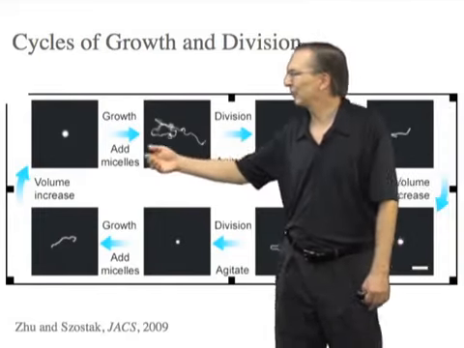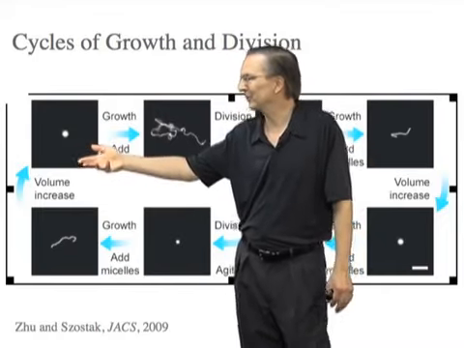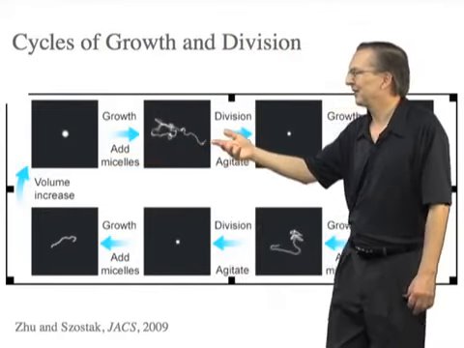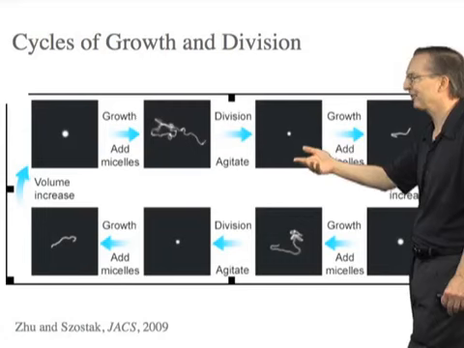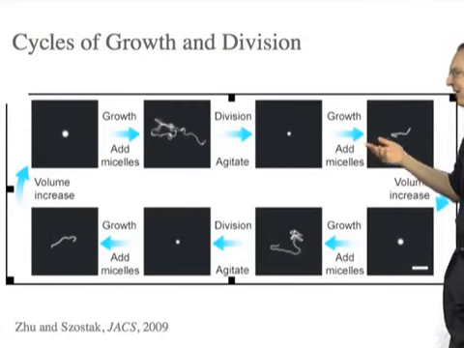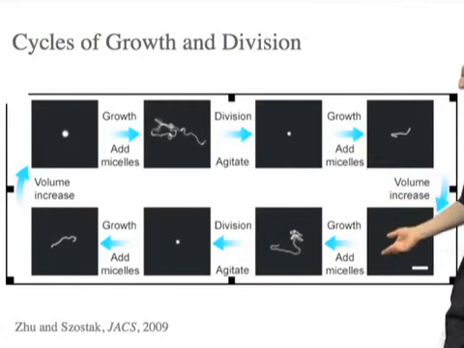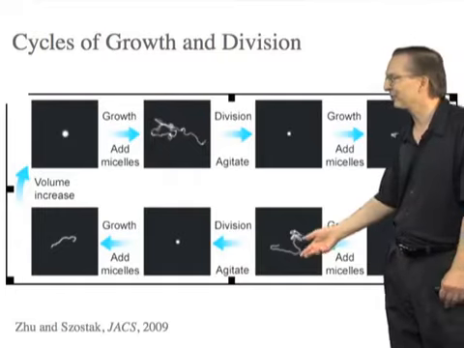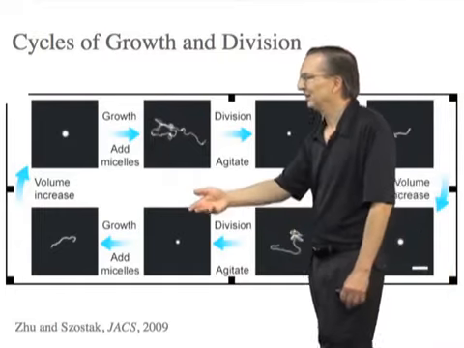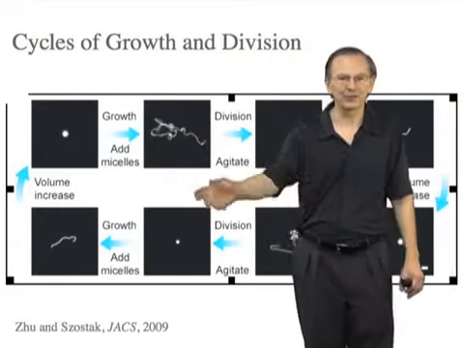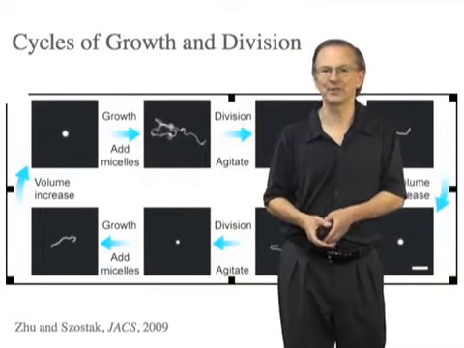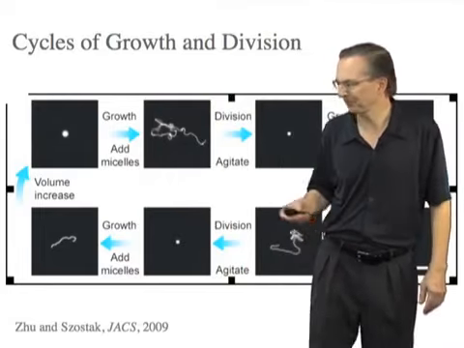Now, this process of growth followed by shear-induced division makes a cycle that can be iterated indefinitely. So you can start off with a spherical vesicle, grow it into a filament, divide it into spherical daughter vesicles, which can grow again. If they sit around, the volume increases, they round up, then you can grow again, divide, grow. This cycle of growth and division can be carried on indefinitely.